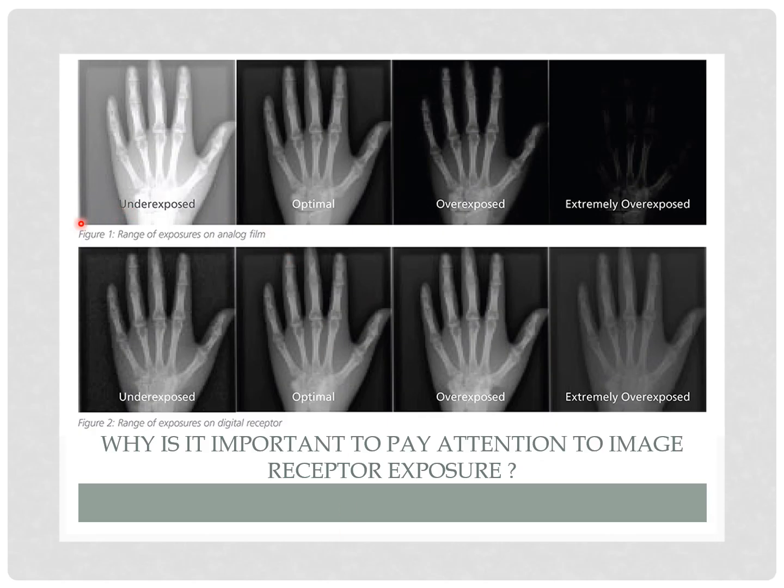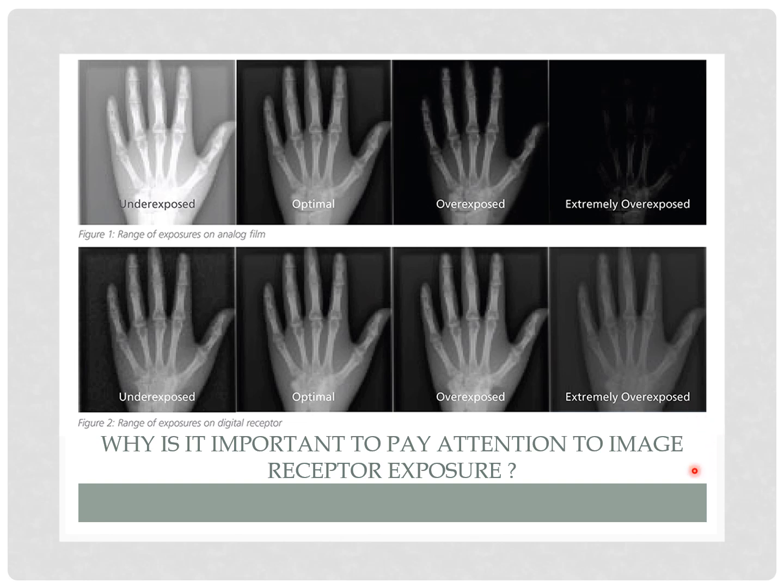So here, range of exposures on analog film. This is what I used about 20 years ago. This is film. If you don't put in the correct technique, the image can be underexposed, optimal, overexposed, extremely overexposed. So you had to be really good on your technique back then. Now with digital image receptors, it's something called exposure latitude. So it doesn't matter if you shoot it too high or too low, pretty much every image gives you something optimal. Underexposed looks decent, optimal looks decent, overexposed still looks good, and extremely overexposed is somewhat diagnosable.